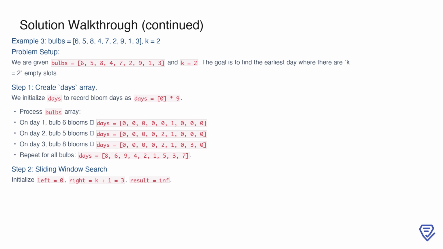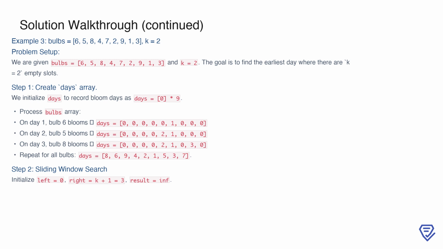On day 1, bulb 6 blooms, so we update the sixth position to 1, resulting in days equals 0, 0, 0, 0, 0, 1, 0, 0, 0. On day 2, bulb 5 blooms, so we update the fifth position to 2, giving us days equals 0, 0, 0, 0, 2, 1, 0, 0, 0. On day 3, bulb 8 blooms, so we update the eighth position to 3, resulting in days equals 0, 0, 0, 0, 2, 1, 0, 3, 0.